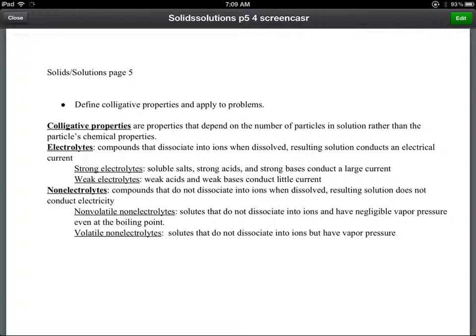Non-electrolytes are compounds that do not dissociate into ions when dissolved, and their resulting solutions do not conduct electricity. So all of your molecular compounds, so anything that doesn't dissociate into ions, they have negligible vapor pressures even at the boiling point. Okay. And then there are volatile non-electrolytes. These are solutions that do not dissociate into ions but have high vapor pressures. Things that have high vapor pressure have very strong odors, so things like gasoline. So if you remember that lab we did with the 2 temperature probes, all of those alcohols and alkanes were very volatile substances because they gave off strong odors and have large vapor pressures.